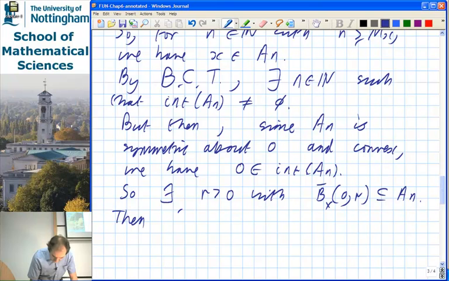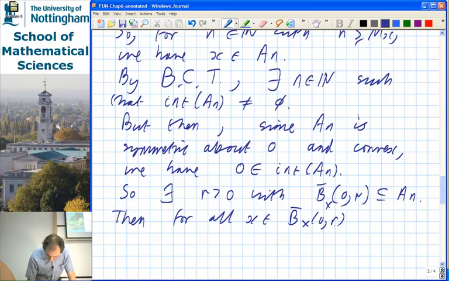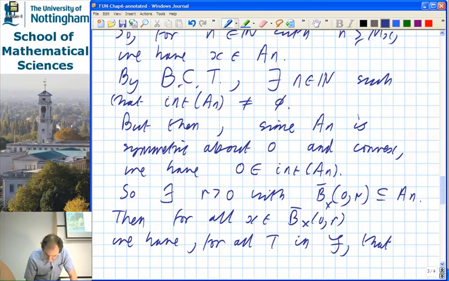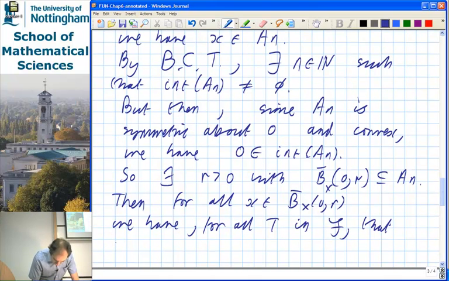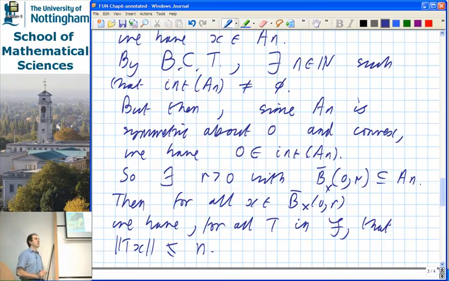Then, for all x in that ball, we have, for all T in F, that norm of Tx is at most n. This particular n we've got here.